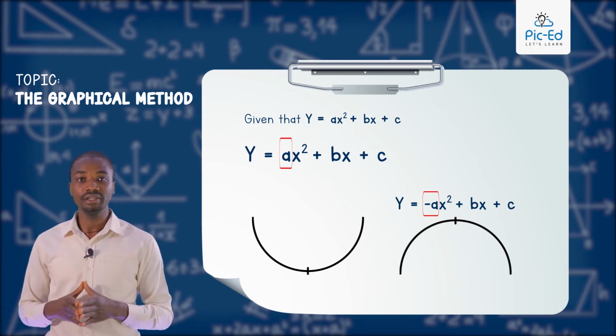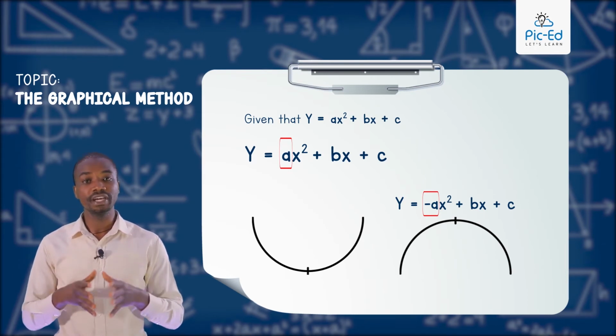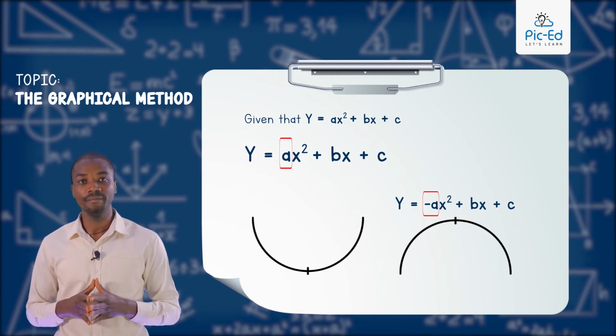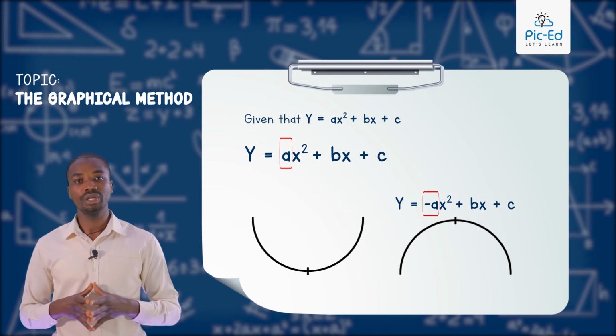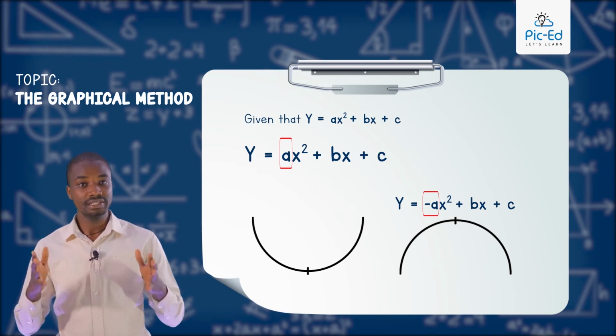We get that one when the coefficient of x squared, the one that we call a, is less than 0. And we get the minimum when the coefficient is greater than 0.